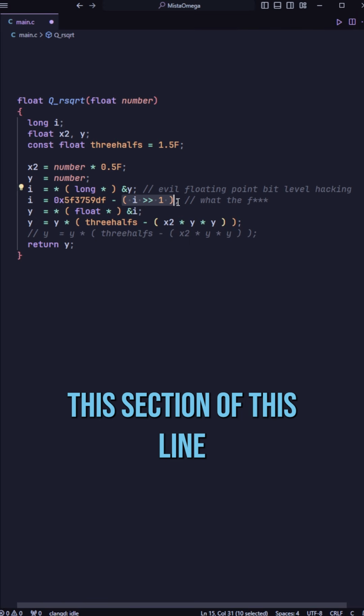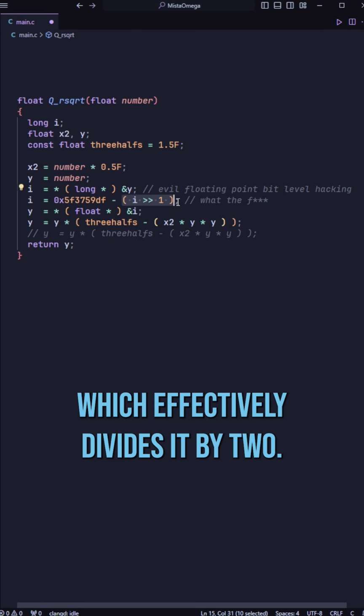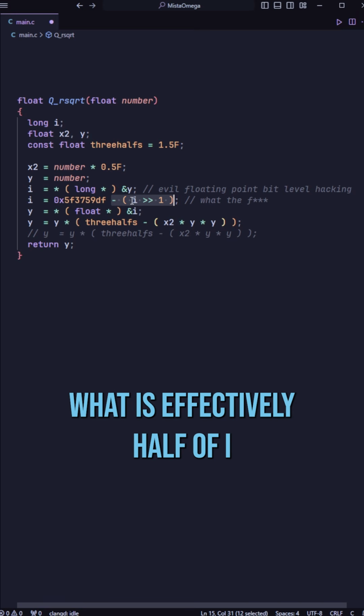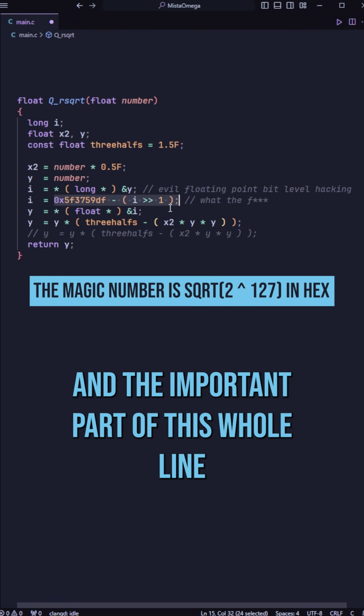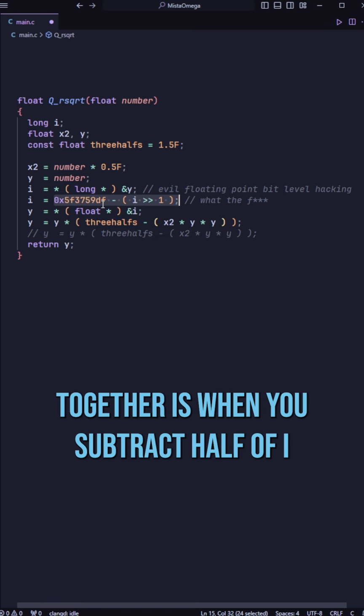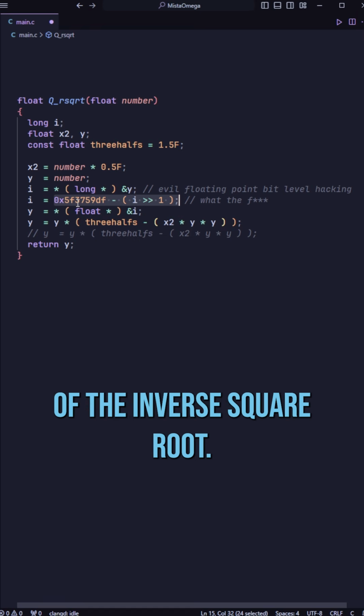This section of this line here bit shifts i right by 1, which effectively divides it by 2. This algorithm subtracts what is effectively half of i from this magic constant here. And the important part of this whole line together is when you subtract half of i from this magic constant, you get a fairly close approximation of the inverse square root.